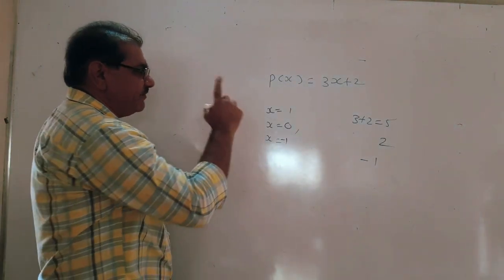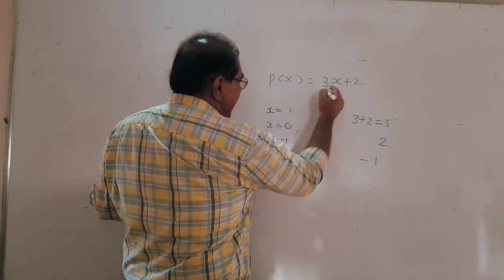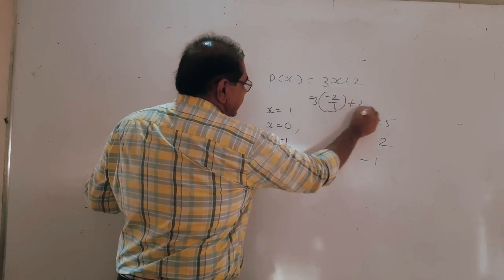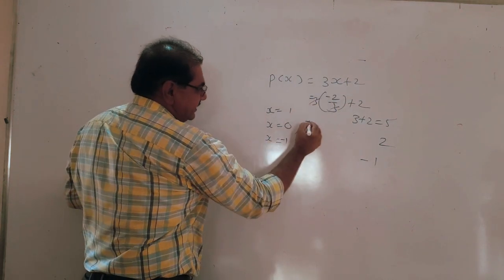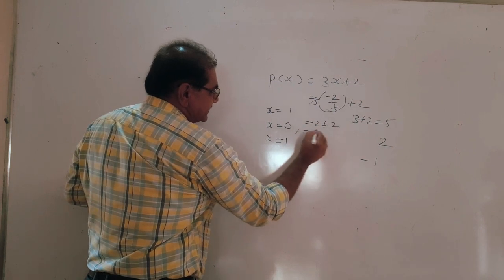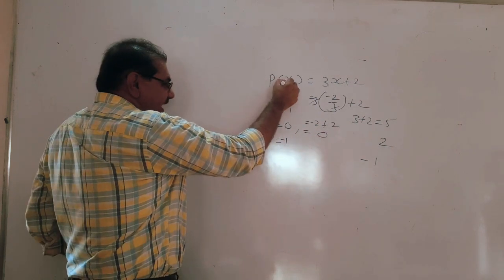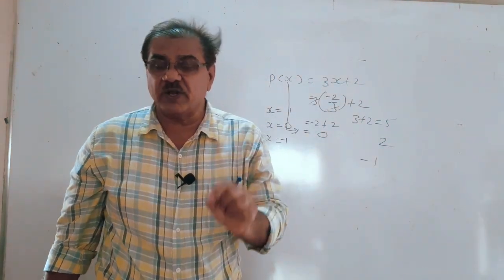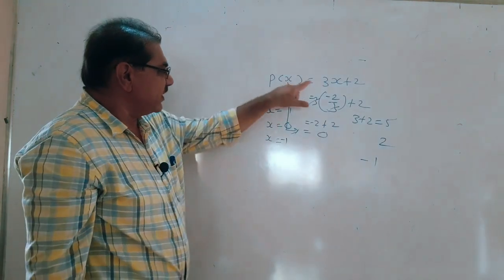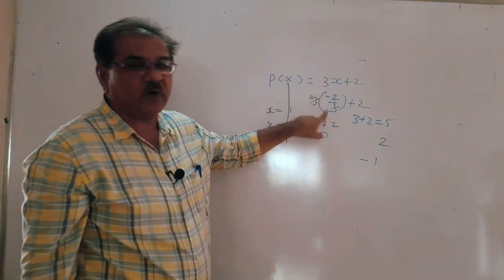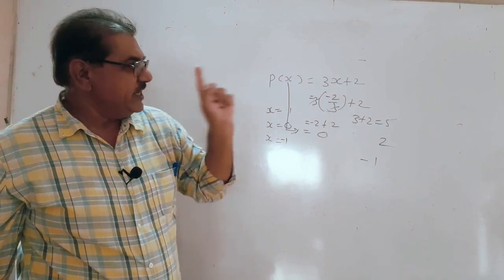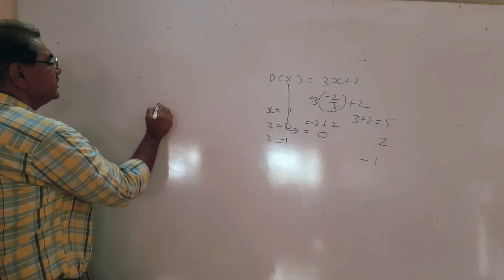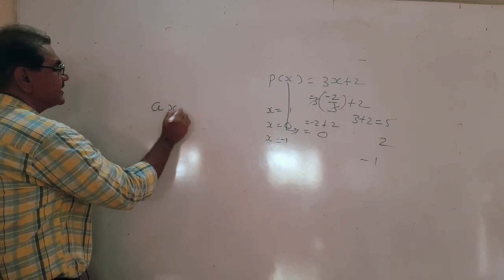But I take a number here. Suppose I take x is equal to minus 2 by 3. Then you can check 3 cancels, minus 2 plus 2, answer is 0. So a value of the variable for which the value of the polynomial becomes 0 is known as the zero of the polynomial. So for this polynomial, minus 2 upon 3 is the zero of the polynomial. In general, if the degree is 1, it is called a linear polynomial. So the general form I write is ax plus b.